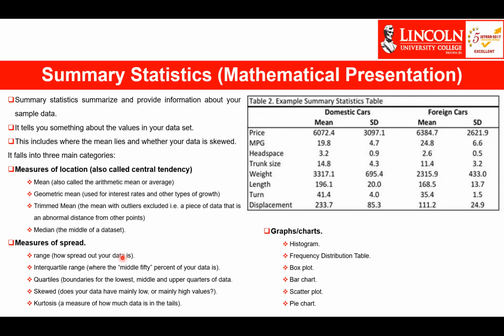Then the median of a data set is also one of the measures of location. For measures of spread, we have range, how spread out your data is. We have interquartile range, where the middle 50% of your data is. Quartiles are boundaries for the lowest, middle, and upper quartile of data. Skewness: does your data have mainly low or mainly high values? Kurtosis: a measure of how much data is in the tails.